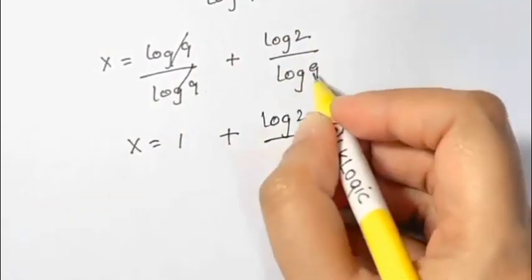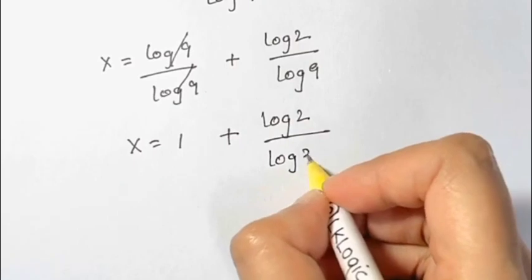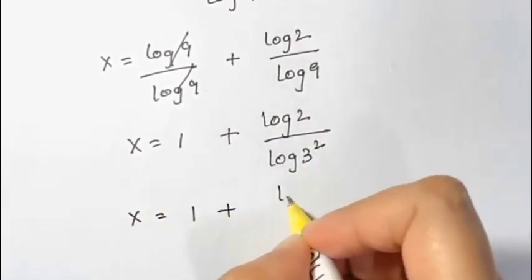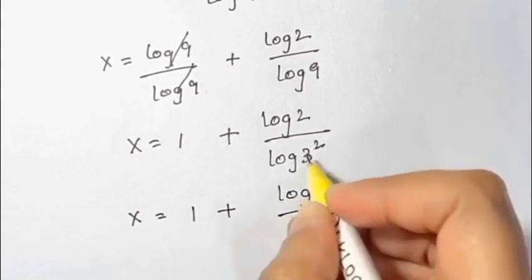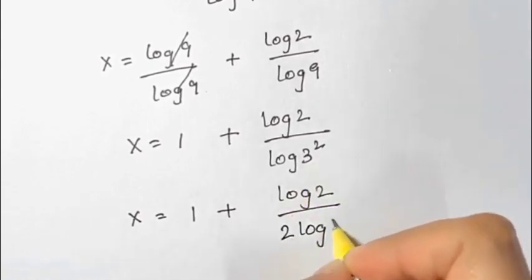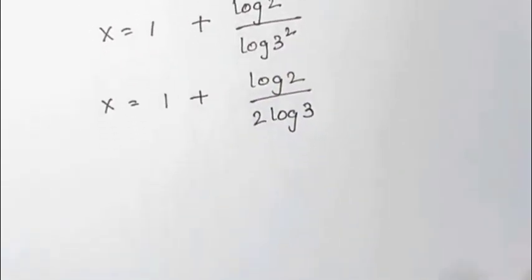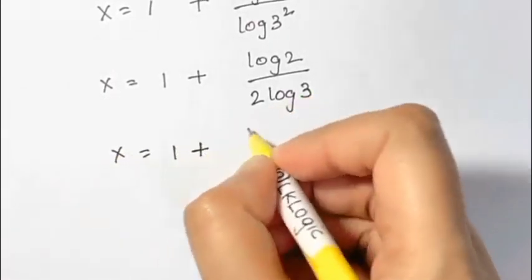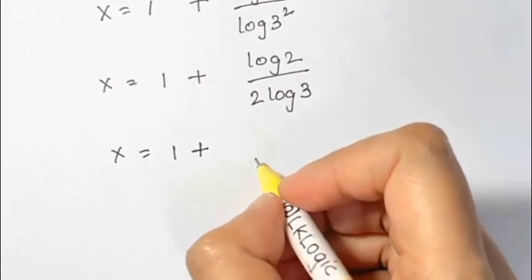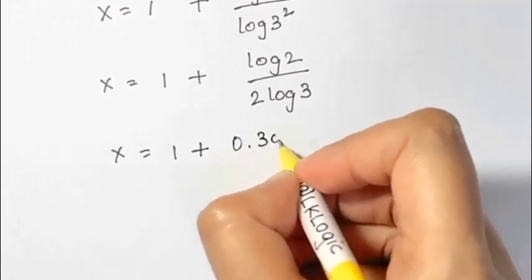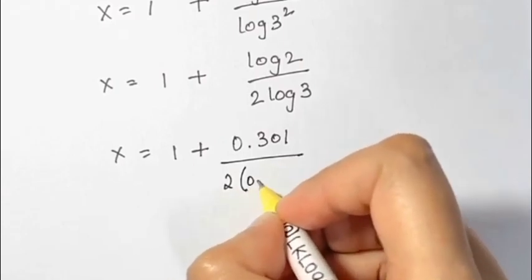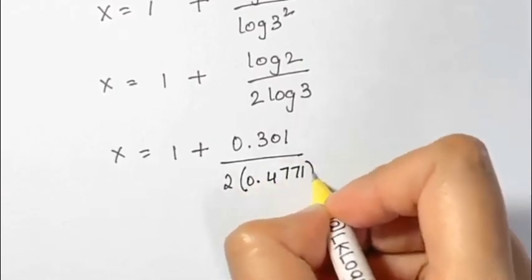Log 2 over log 9 is log 2 over log 3 squared. Now we have x is equal to 1 plus log 2 over 2 log 3. So let's write down the values. x is equal to 1 plus log 2, which is 0.301, divided by 2 times log 3, which is 0.4771.